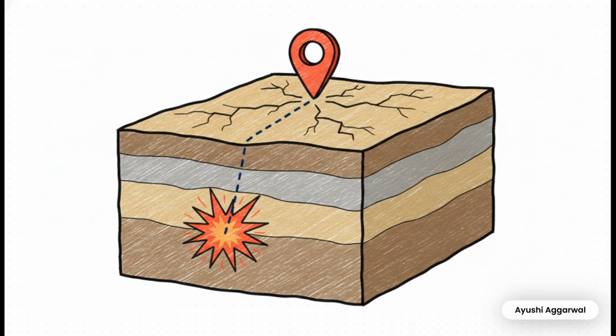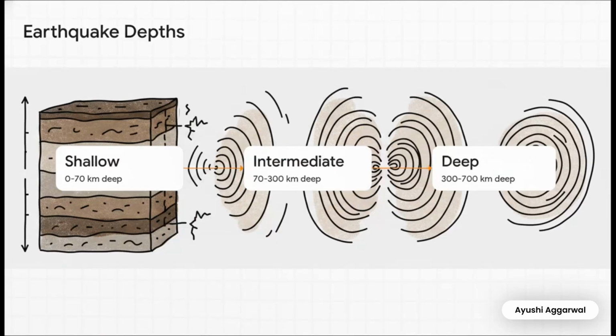So just remember this trick. Hypo is low and hidden, epi is up on the surface. Let's see how this builds into earthquake classifications. Based on focal depth, meaning how deep that hypocenter is, earthquakes are neatly divided into these three zones. You absolutely need to memorize these specific kilometer ranges. Shallow earthquakes happen between 0 and 70 kilometers. Intermediate ones are 70 to 300 kilometers deep, and deep earthquakes happen way down, between 300 and 700 kilometers deep.